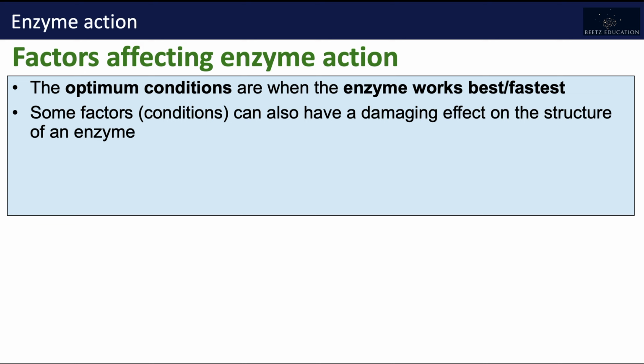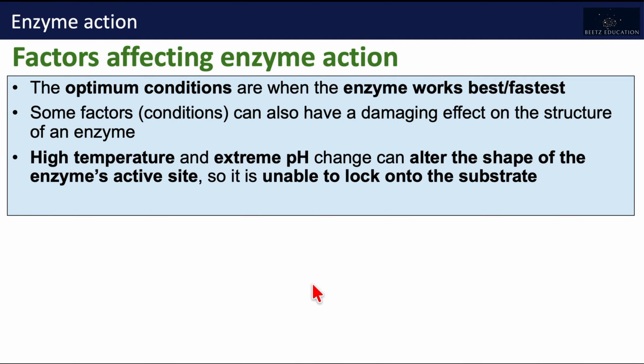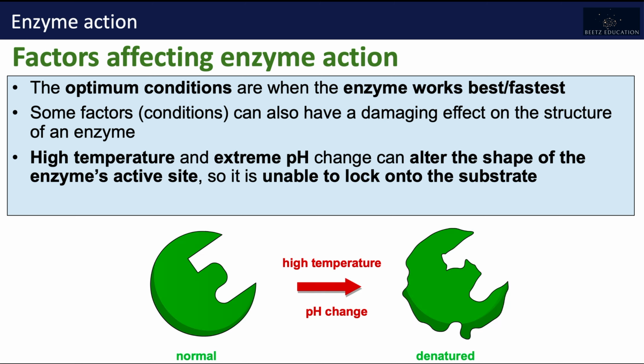Now, we've talked about the optimum conditions when the enzyme works best. What about conditions that cause a change to the structure of the enzyme and therefore a significant decrease in their activity? Well, examples are extreme temperature, very high temperatures, and extreme pH. So it could be a pH that is very different to the usual conditions of the enzyme. Okay, that might be very acidic or very alkaline, for example. In these extreme conditions, the shape of the active site changes. Okay, we say the enzyme has become denatured when that happens.